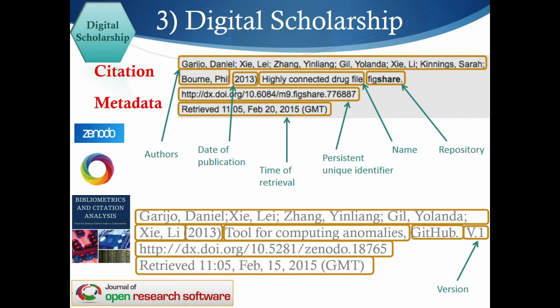The example at the bottom is a citation for software. So it's just included in the references section of the paper. And the only thing that's different for software is that you include the specific version number. And each version of the software should have a DOI associated with it. So these are best practices of digital scholarship. I'll give you examples of all of these as we go forward.